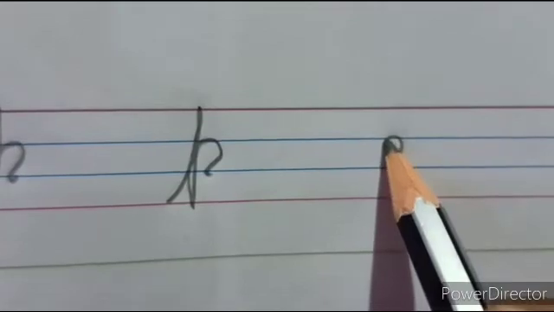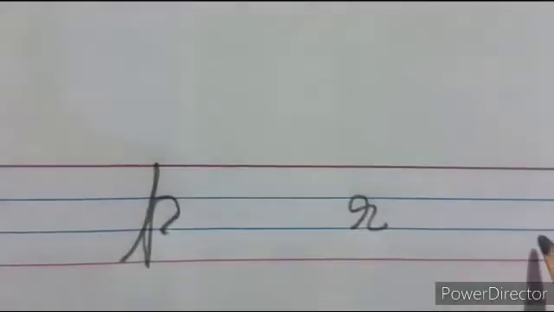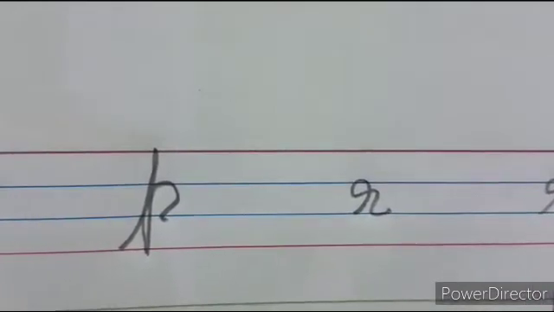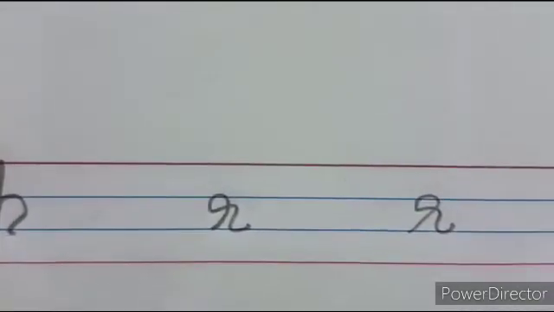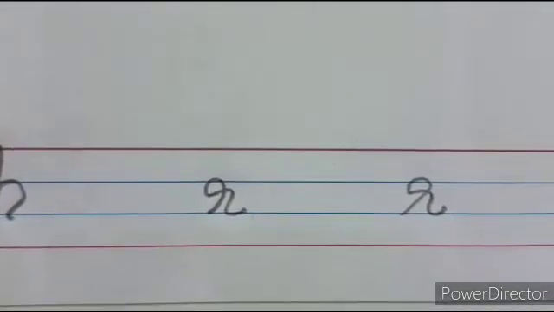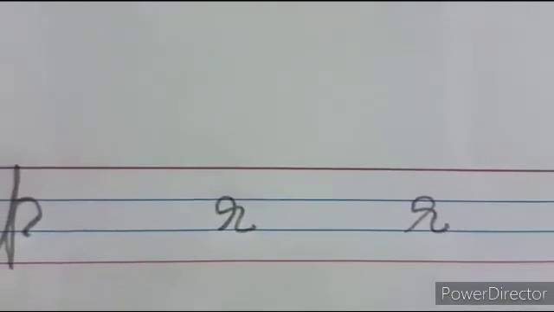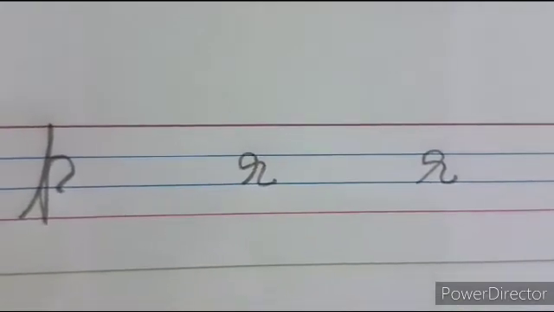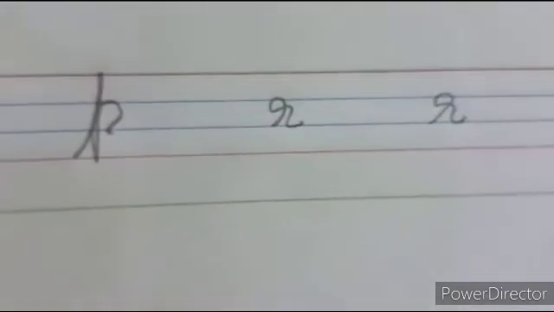Okay. Next, let us write R. See the finger? This is R. Take a slanting line, come down and take a curve. Come to the curve and take a curve again. This is R. Understand?